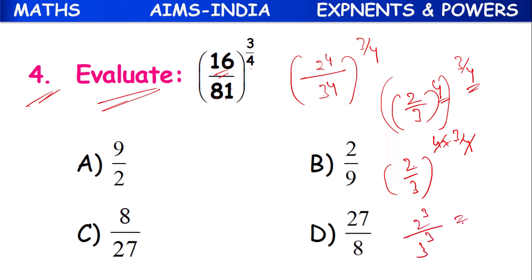If we write the exponent for individual terms, 2^3/3^3, where 2^3 is 2 into 2 into 2, 8, and 3^3 is 3 into 3 into 3, 27. 8/27 is the answer. Option C is the correct answer.